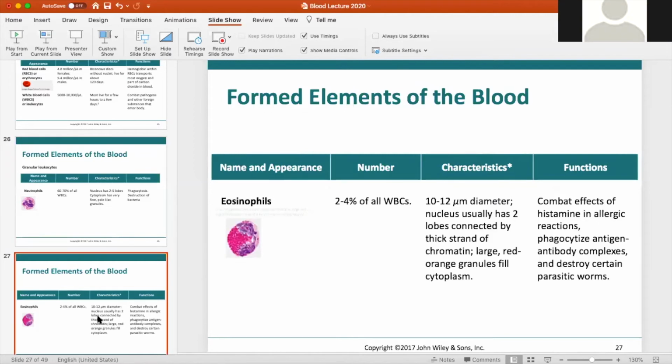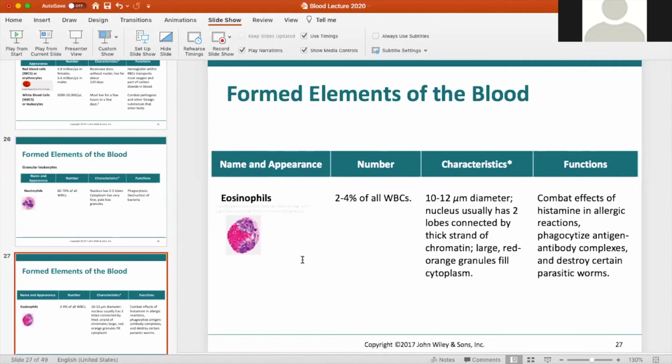All right, so this very next formed element here is a white blood cell known as eosinophils. And these eosinophils are super cool. If we see a rise in numbers of the eosinophils, it could mean that there's an allergic reaction, or it could mean maybe a parasitic infection along the way. So it's a couple different things here.